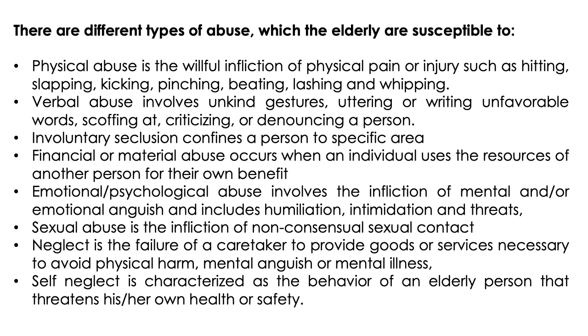So moving on to the different types of abuses, like I said earlier, there's the physical abuse. It's the willful infliction of physical pain or injury, such as hitting, slapping, kicking, pinching, beating, lashing, and whipping. There's verbal abuse, which involves unkind gestures, uttering or writing unfavorable words, scoffing at, criticizing, or denouncing a person. There's involuntary seclusion, which confines a person to a specific area. There may be financial or material abuse. There may be emotional or psychological abuse. There's sexual abuse. There's even neglect.